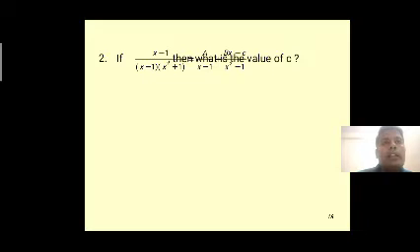Now we go to the second question. If (x + 1)/((x − 1)(x² + 1)) = A/(x − 1) + (Bx + C)/(x² + 1), then what is the value of C? Option A 1, option B −1, option C 0, option D 2. What is the answer? Option C, we get 0.